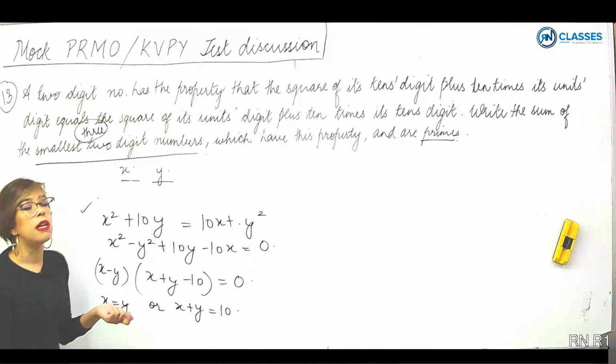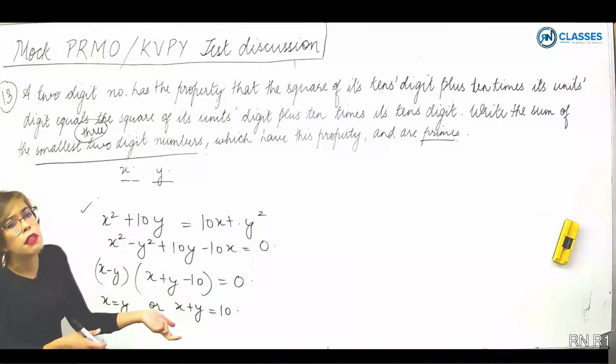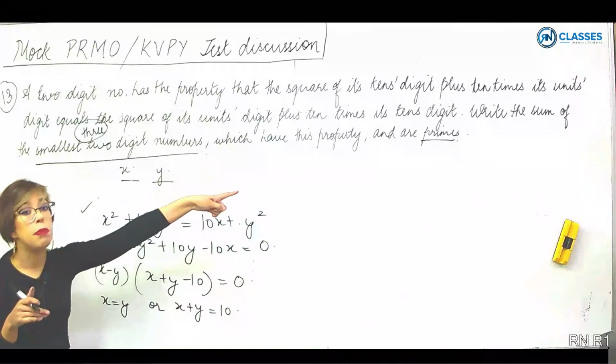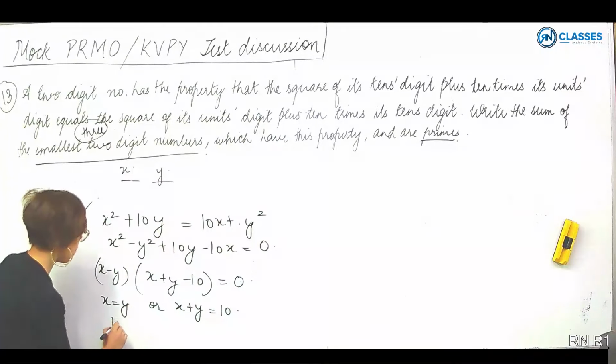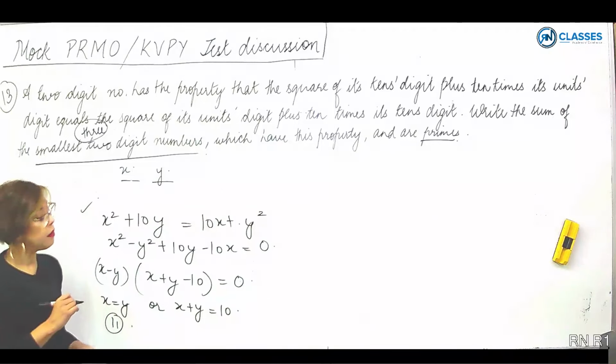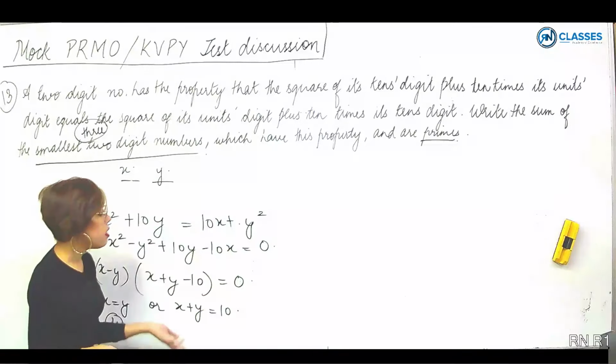So that means my number can be 11, 22, 33, but it has to be a prime. That means I will have just one number, that is 11. Now x plus y equal to 10, so let me just start.